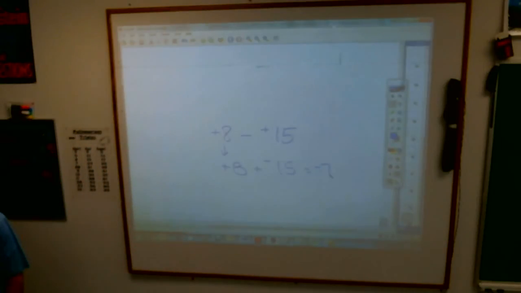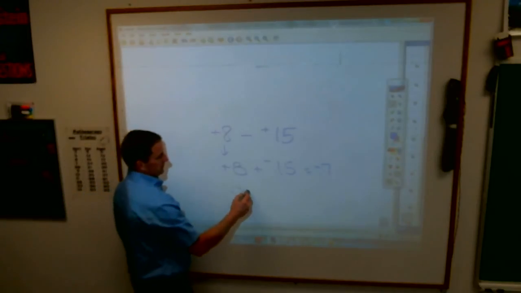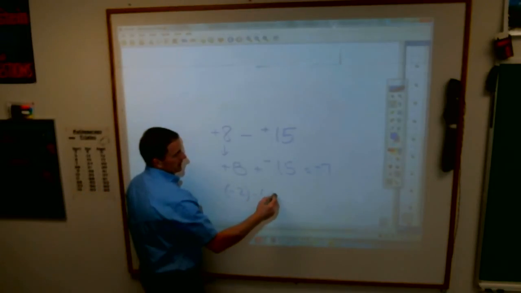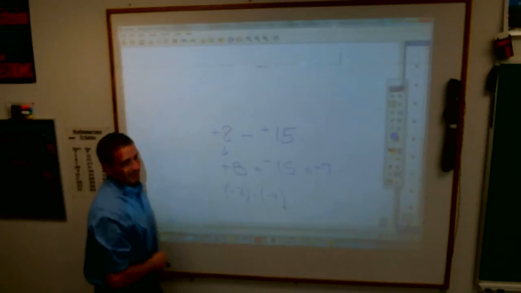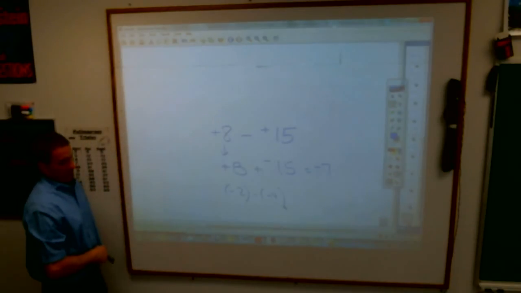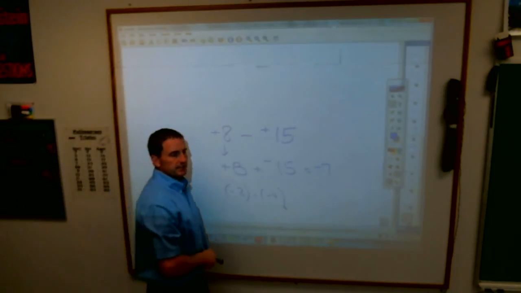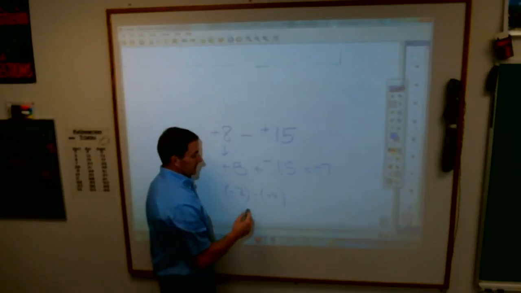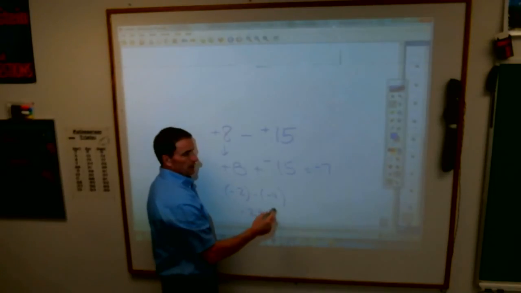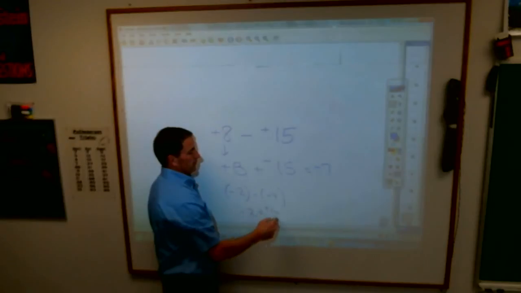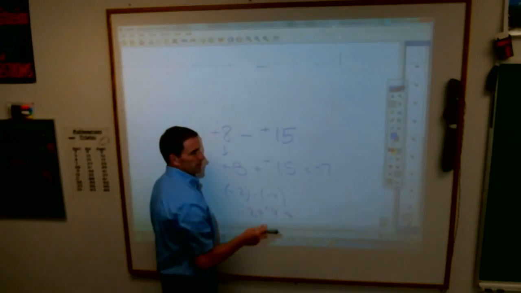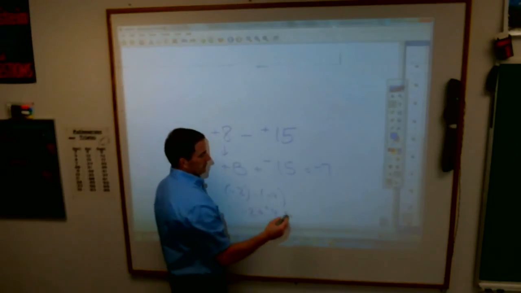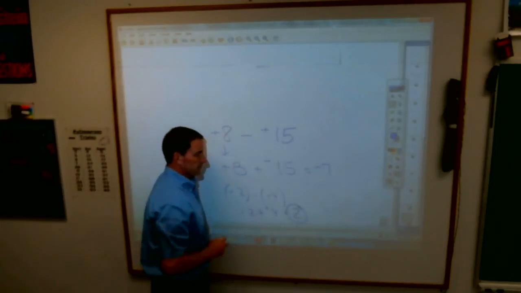Or what if you have negative 2 minus a negative 4? They do this, negative 2 minus negative 4. Those parentheses, again, don't mean anything. They're just meant to confuse you. Negative 2 minus negative 4 is the same thing as a negative 2 plus a positive 4. Add its opposite. Negative 2 plus 4 is, Tyler? 2. Or positive 2.